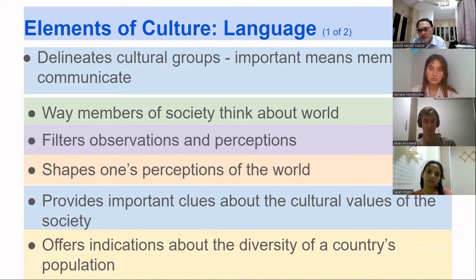Like in Malaysia, there are Chinese. That's why there is Chinese. I don't speak Chinese. Okay, there is also Indian. They speak Indian language. So you can see the diversity of the country's population by looking at the language.